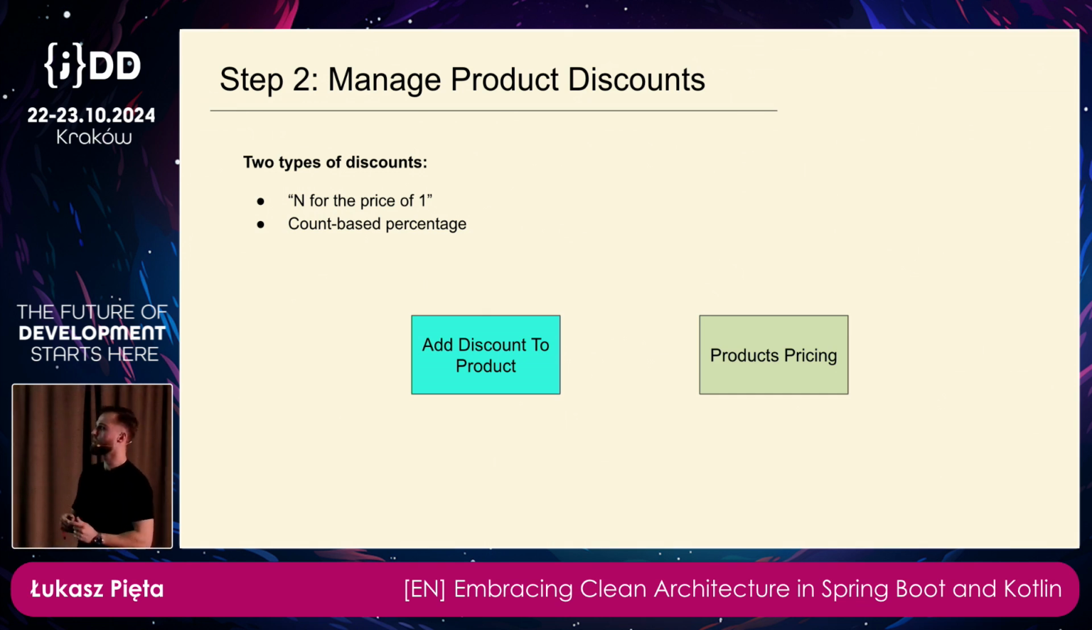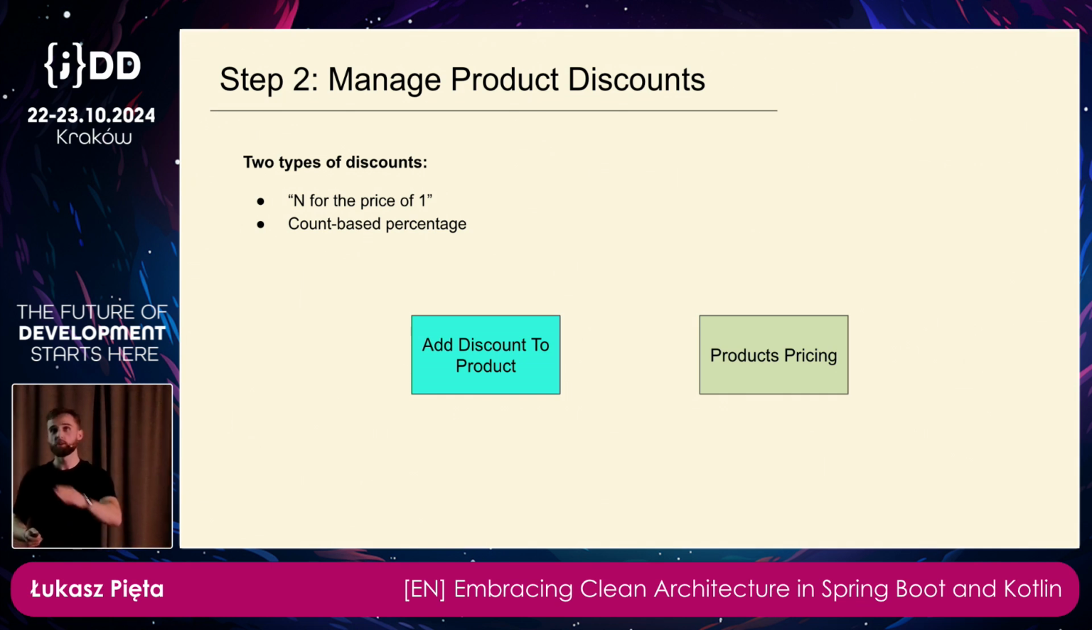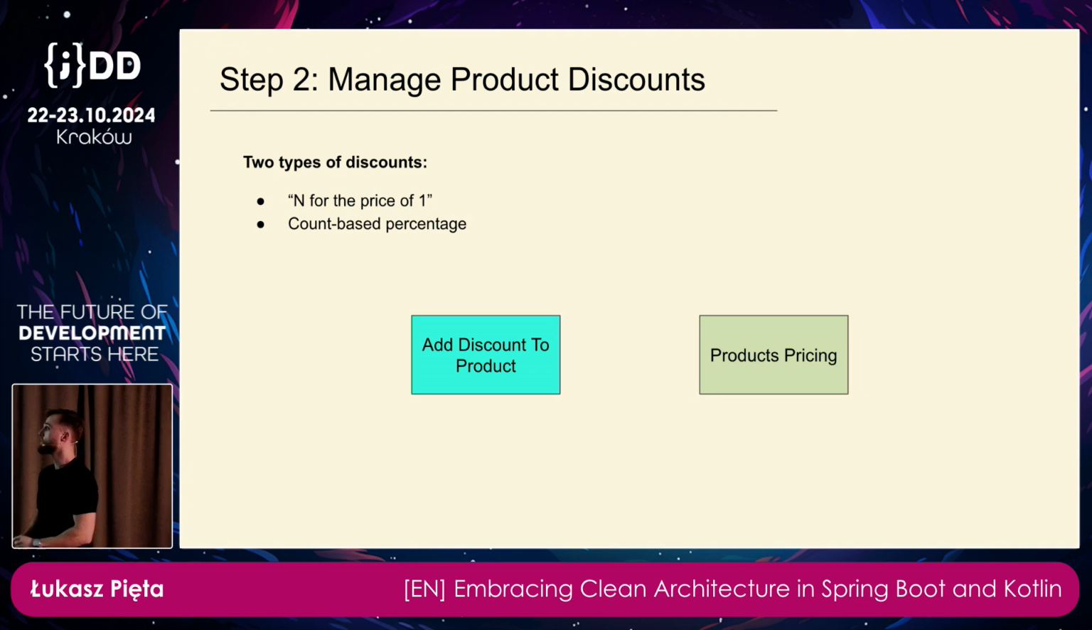There will be discounts like from all kinds of food delivery applications: buy 2 for the price of 1, and count-based percentage. So basically, if you meet a threshold, like buying 100 pairs of socks, you will get, I don't know, 5% discount, right? Something like this.